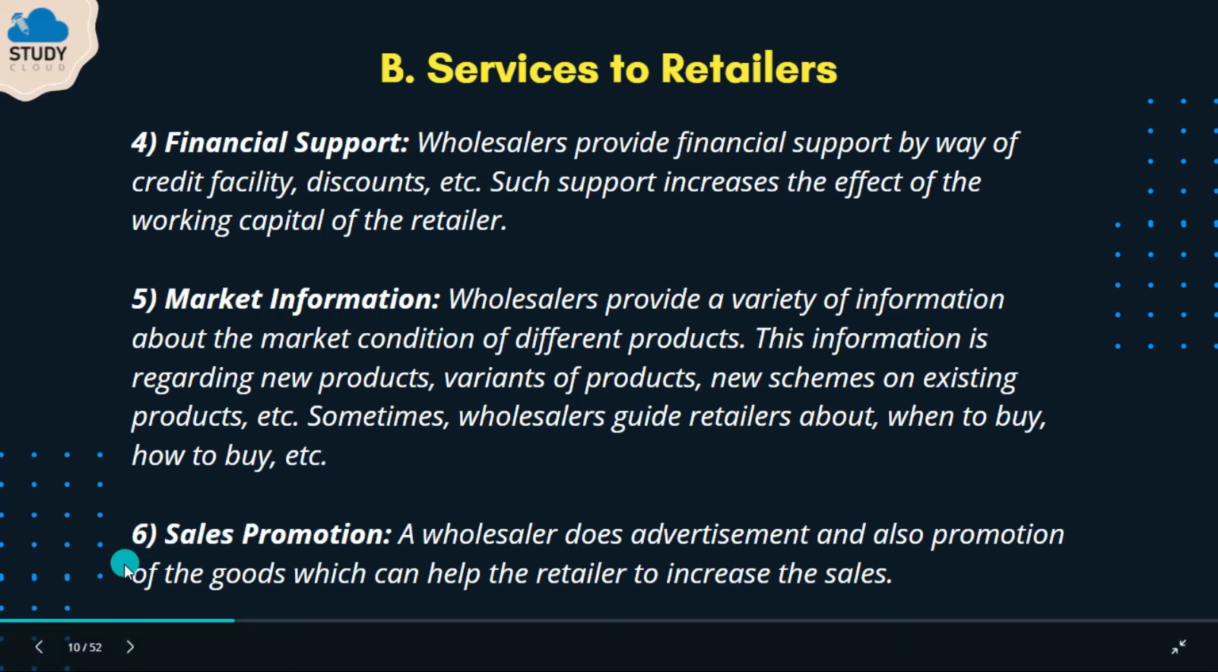Six is sales promotion. A wholesaler does advertisement and also promotion of goods which can help the retailer to increase the sales. Now when advertisement and promotion is done by the wholesaler, then the retailer can easily sell those goods to the consumer, as consumers are aware about the products through the advertisement which they have seen.